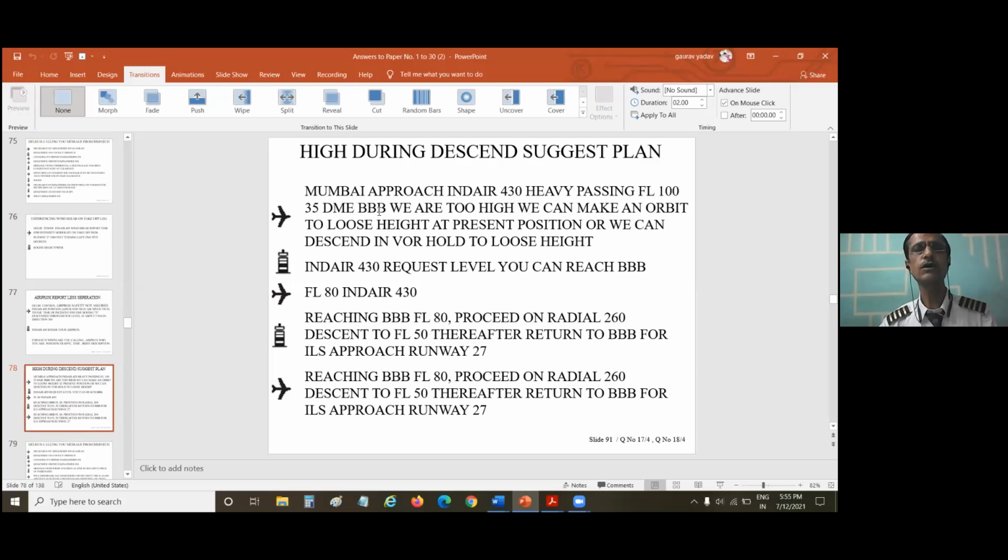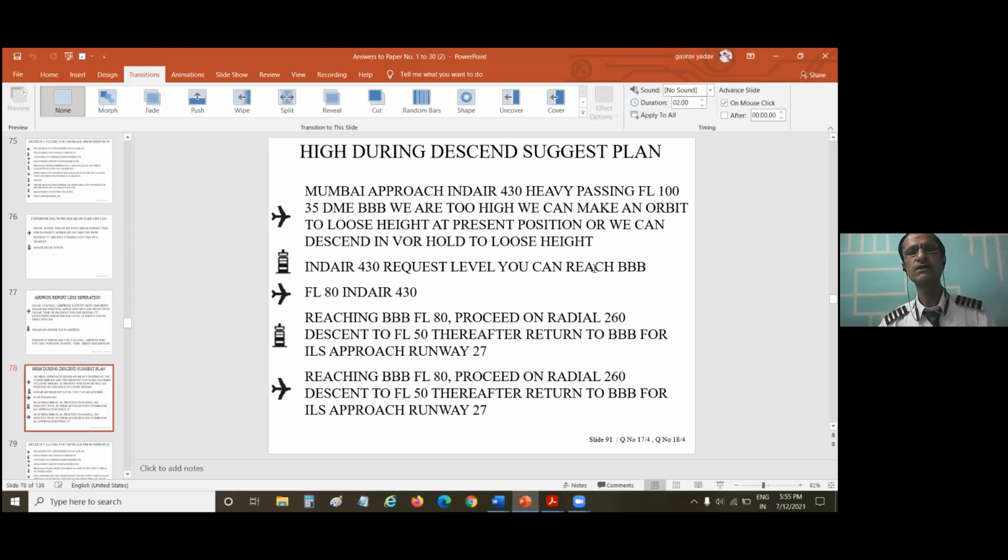That is the VOR of Mumbai. We are coming to Mumbai VOR. We are not coming to Mumbai first; we'll come to Mumbai VOR and then we will land at Mumbai. We are too high. We can make an orbit to lose height at present position, or we can descend in VOR hold to lose height. So you are giving ATC two suggestions. You are telling the ATC we are too high, so if you permit, we can lose height at present position.